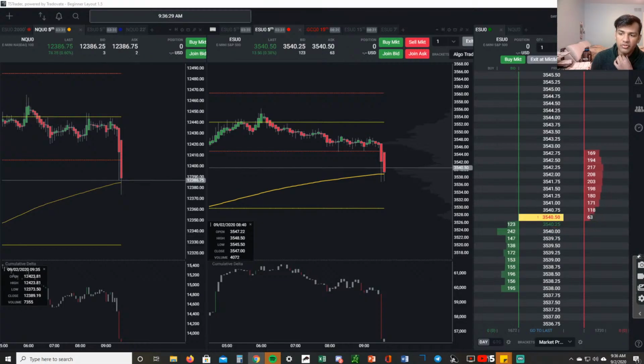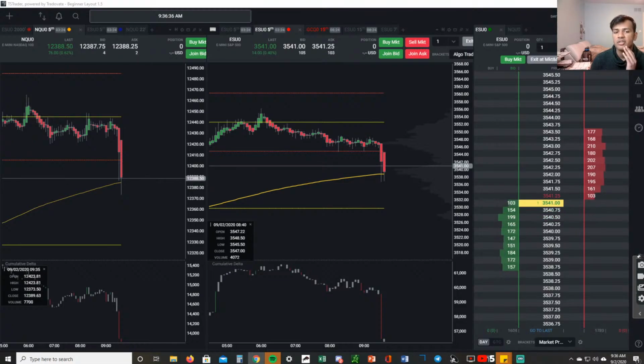There's always a big flush because that's when the institutions are putting all their orders in. They're trying to control the market direction for the day so that they can place all their other orders as well. That's why right at the open or right before the open, you will see some momentum. Especially on the NQ, right?